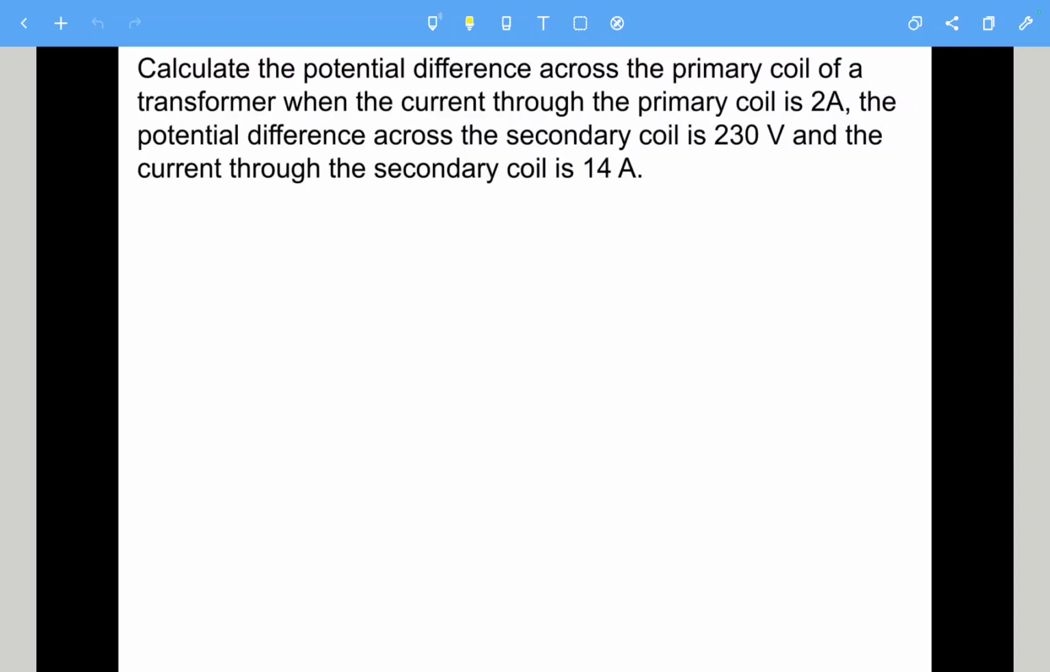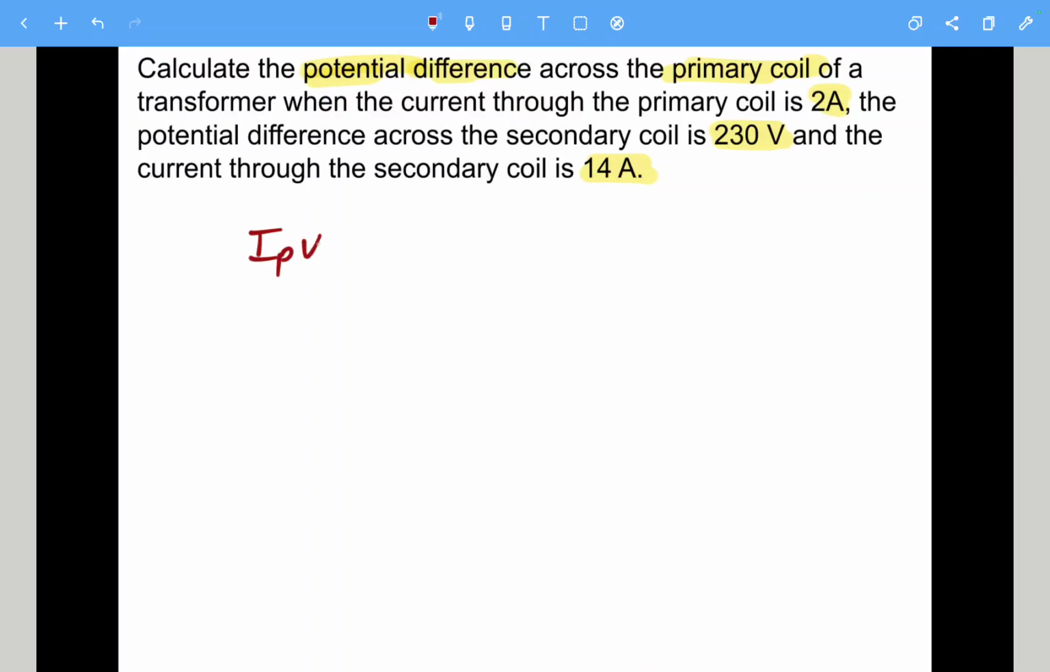If you want to pause and have a go at this one. Calculate the potential difference across the primary coil, so that's just voltage, of a transformer when the current through the primary coil is 2 amps, potential difference across the secondary coil is 230 volts, and the current through the secondary coil is 14 amps. Relatively straightforward.